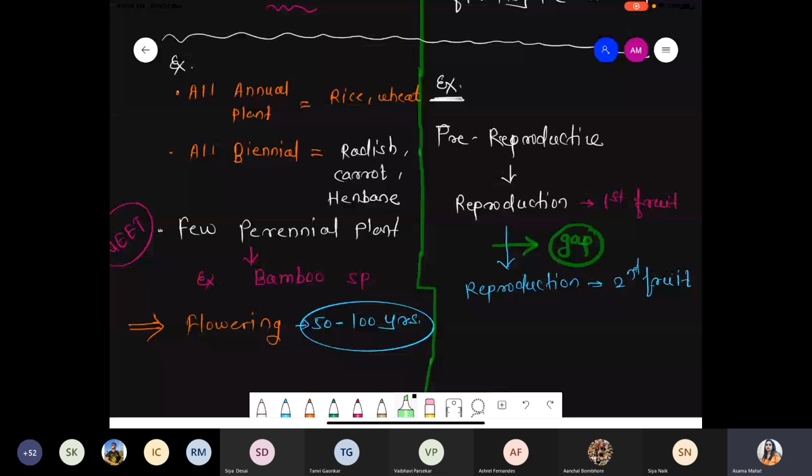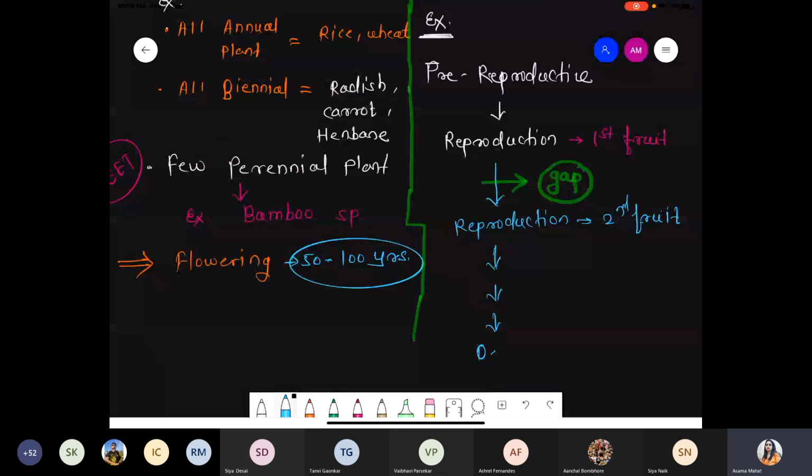How repeated reproduction occurs depends on the plant, right? But now in this condition what happens? Pre-reproductive, again reproduction, small gap, again reproduction, small gap, and finally death, depending upon the lifespan of that particular plant. Finally death, right? In such a condition, what is happening at regular intervals? There is formation of the fruit, formation of the flowering, obviously. And such a condition is very common. We are taking examples right now.